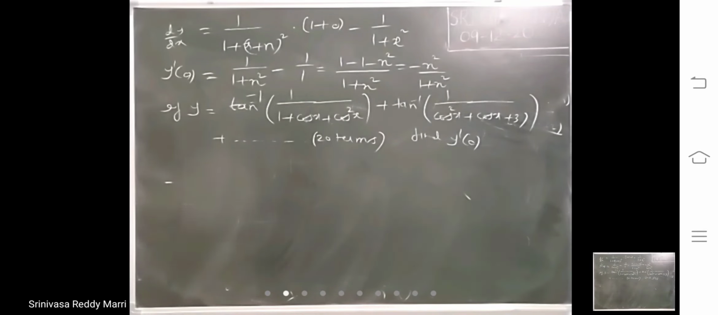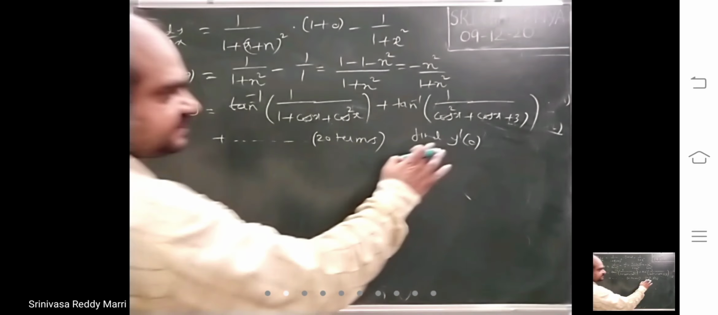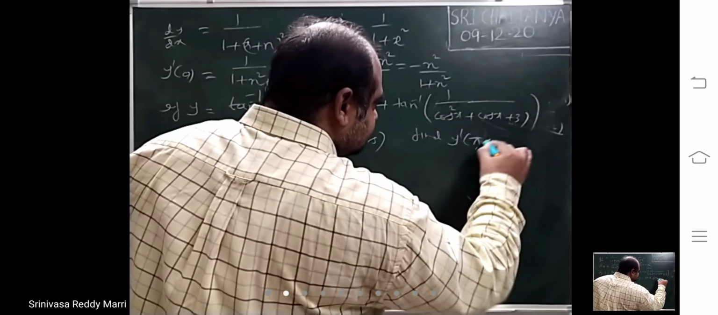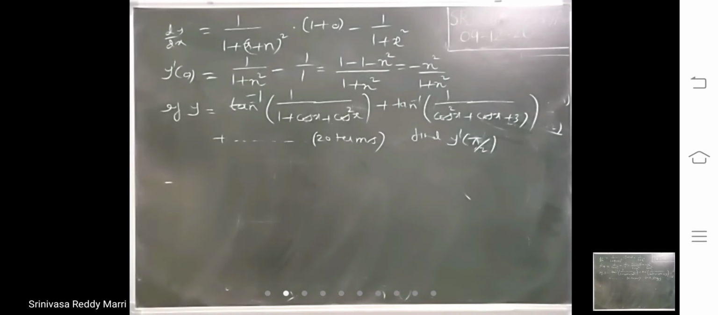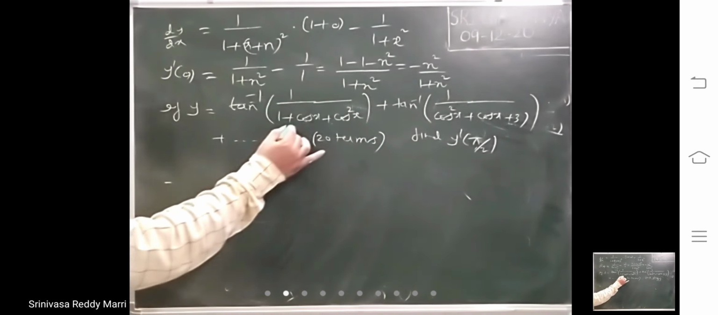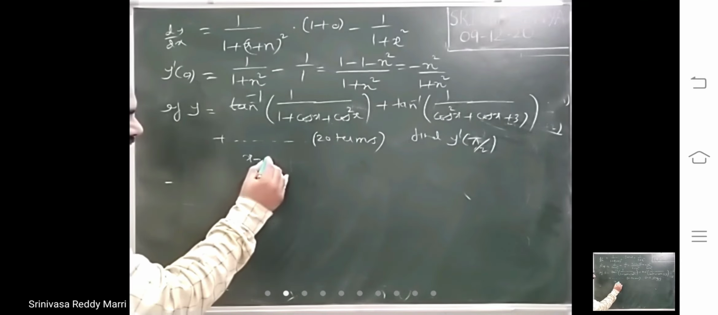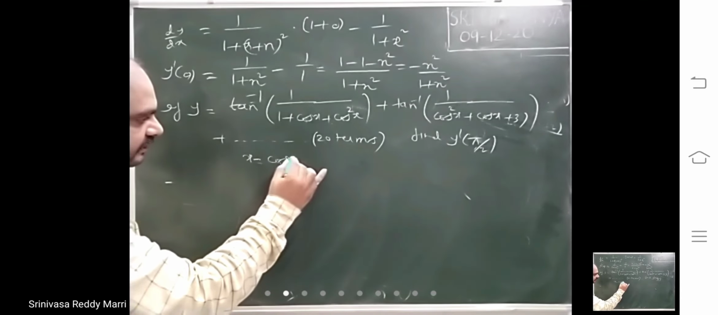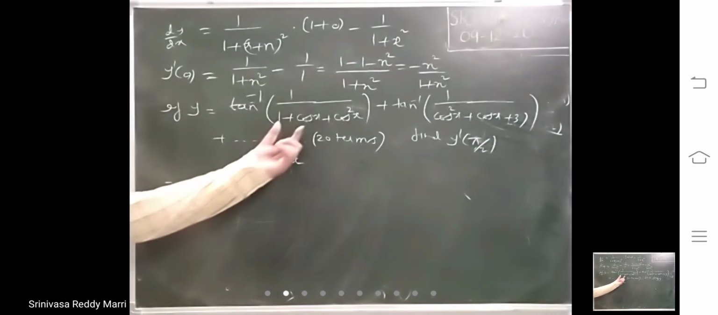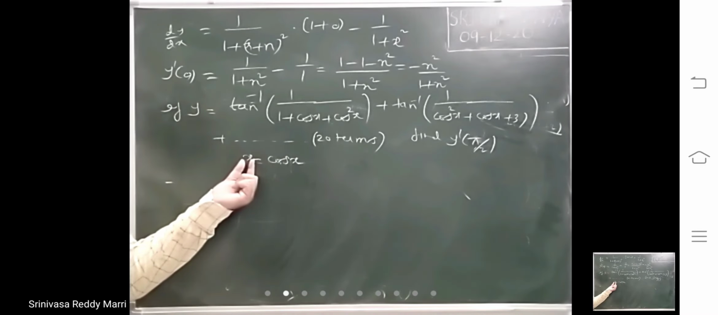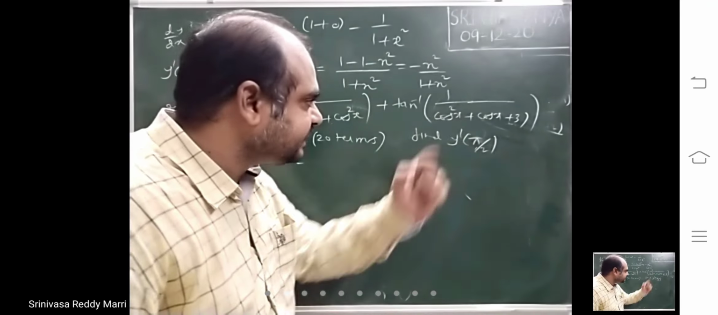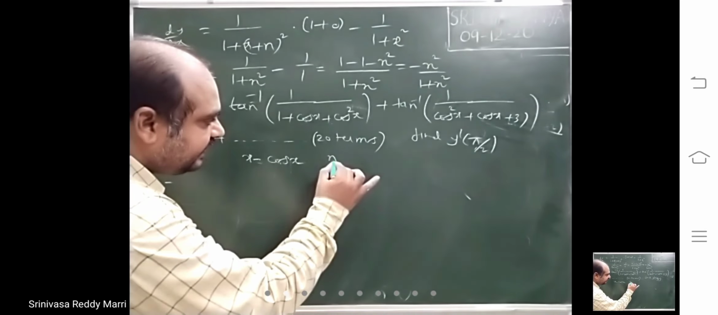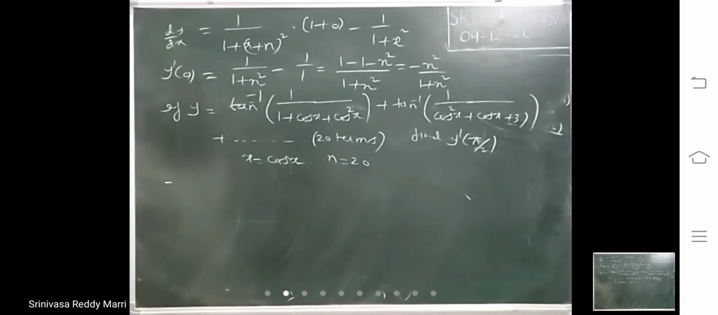Look at this one. Y dash pi by 2, you have to calculate. Now look at, in the previous formula, take x as cos x. Cos x you take as x. Same formula, 1 plus x square, x square plus x plus 3 and so on. N is 20.